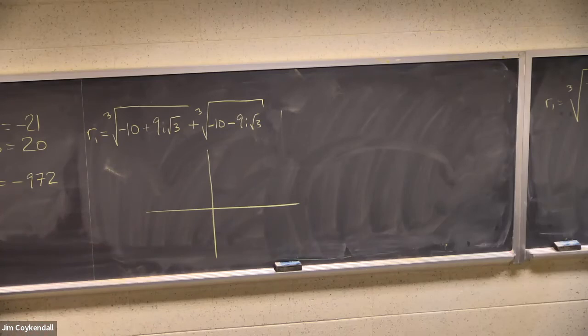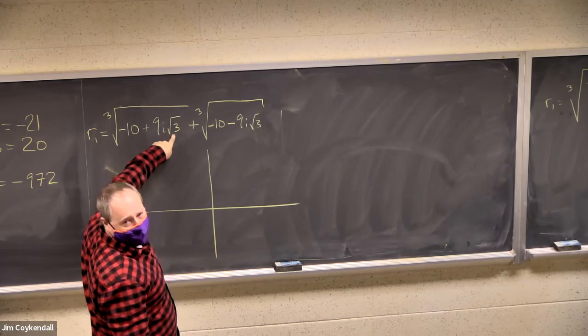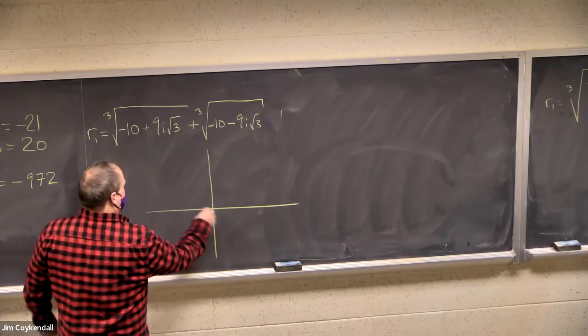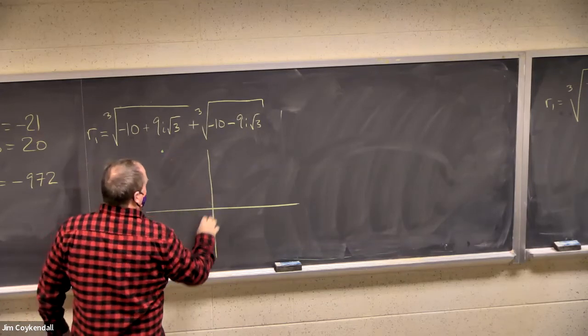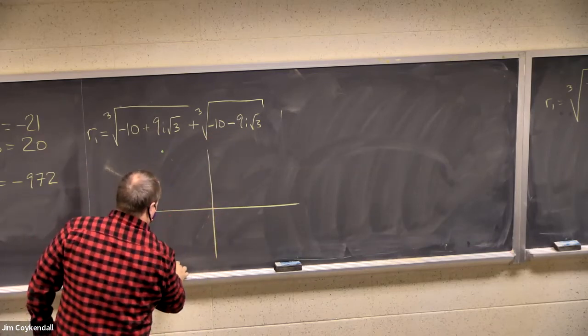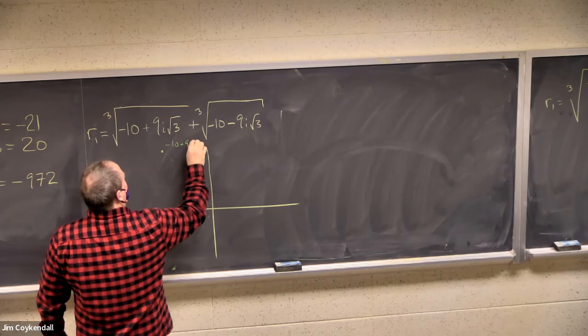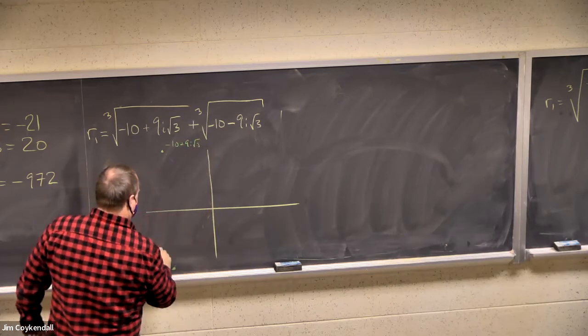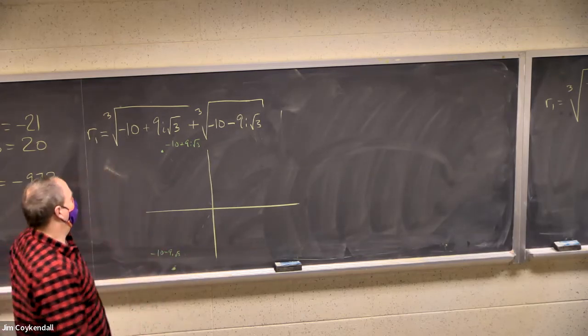Perhaps not the greatest scale. 2 colors. So if I have -10 and then 9 radical 3, I mean, who knows what that is? That's like 15 maybe. So -10, so this looks like this maybe. And -10 minus like this. So this would probably be the point -10 plus 9i radical 3. And this would be -10 minus 9i radical 3. Okay, that's what both of these look like in the raw.